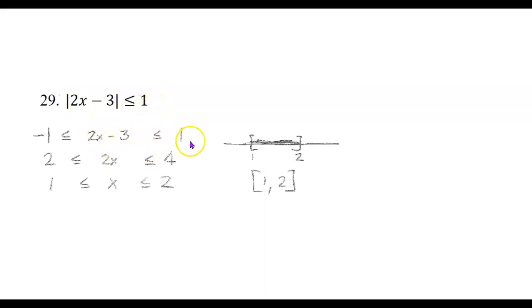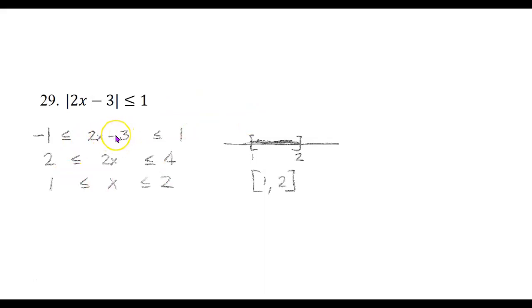2x minus 3 is less than or equal to 1. But the 2x minus 3 also has to be greater than or equal to negative 1. It has to be on the small side of positive 1, but on the big side of negative 1. So if you just write 2x minus 3 in between negative and positive 1, that's what we have to solve.